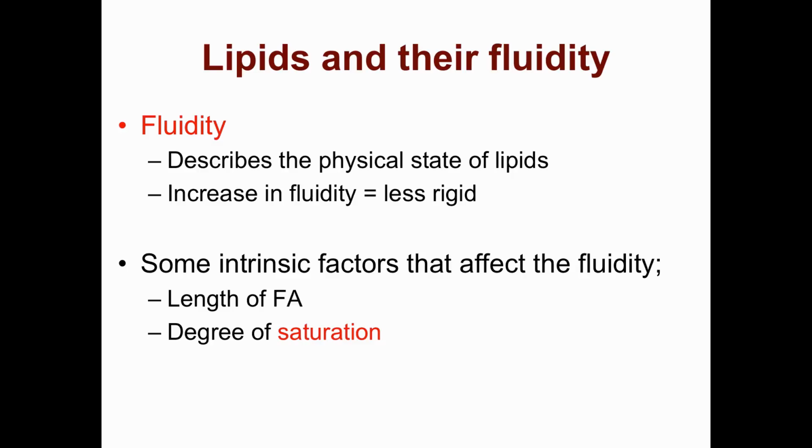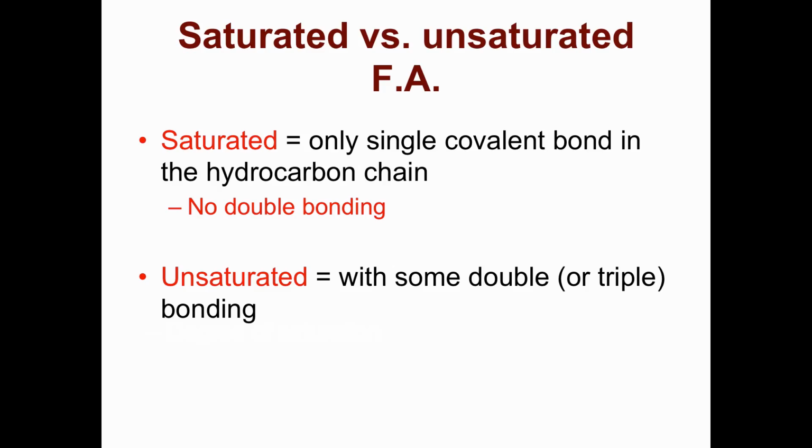The degree of saturation measures the number of single and double bonds within a fatty acid. When there are no double bonds within a fatty acid, the fatty acid is said to be saturated. On the other hand, if there is at least one double bond within a structure, the fatty acid is said to be unsaturated. So no double bonds means saturated, and at least one double bond translates to unsaturated fatty acid.